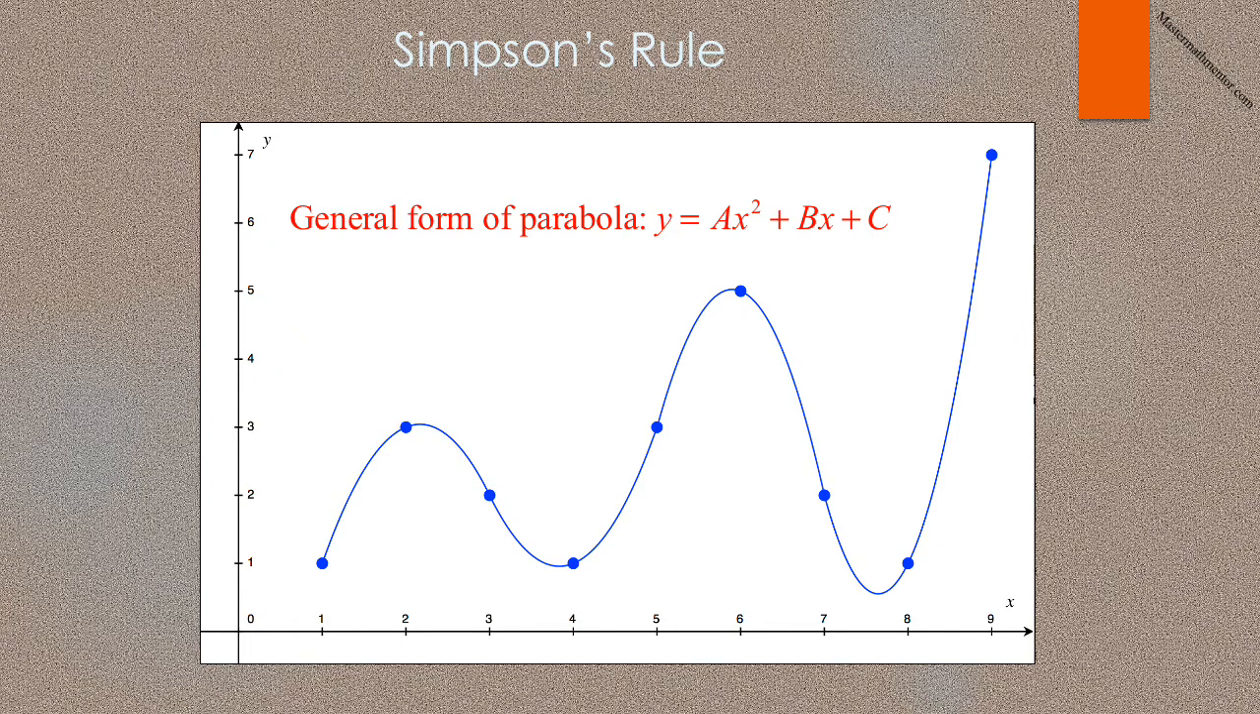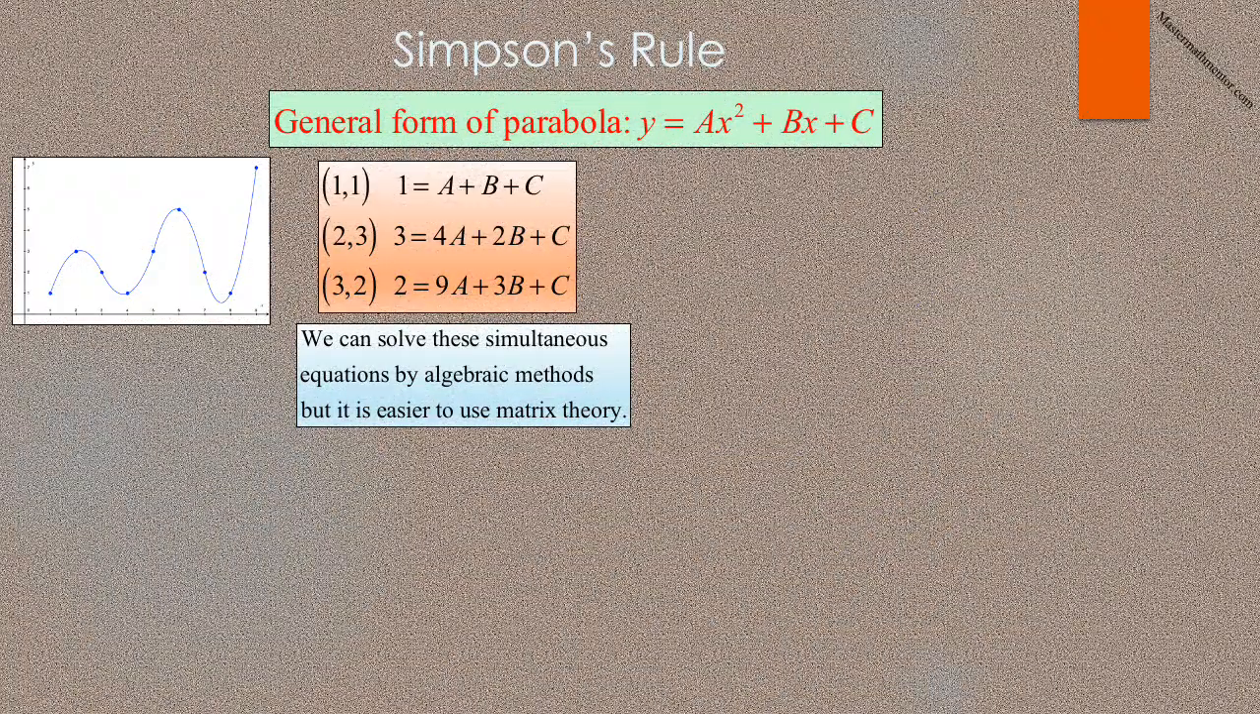We will now try to generate equations for these 4 parabolas, remembering that a parabola is in the form y equals ax squared plus bx plus c. So we will work with our first 3 points, (1,1), (2,3), and (3,2), and plug them into the equation y equals ax squared plus bx plus c. We end up with 1 equals a plus b plus c, 3 equals 4a plus 2b plus c, and 2 equals 9a plus 3b plus c.